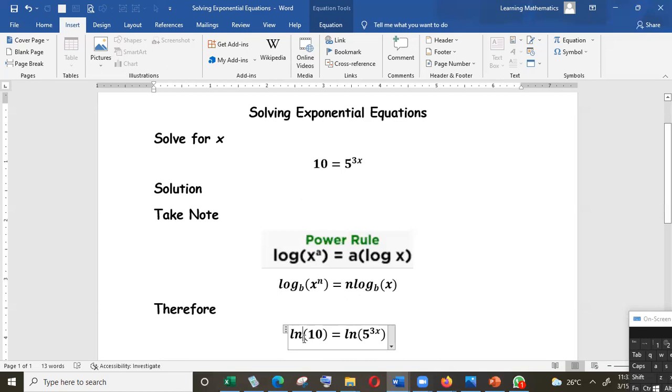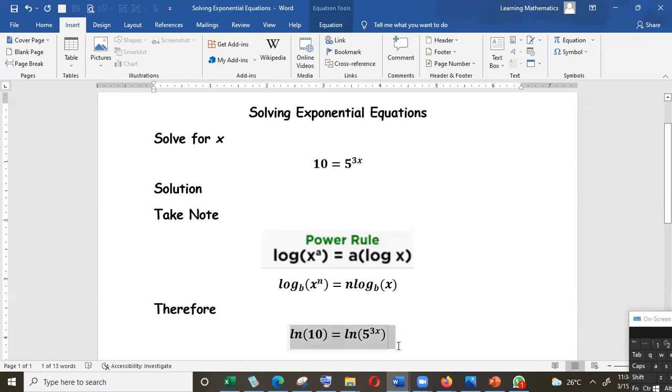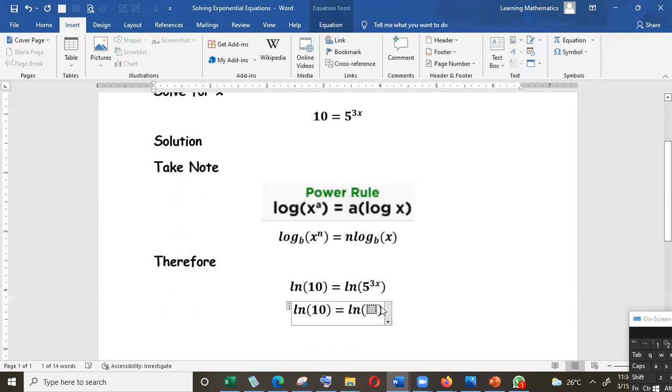So therefore now, I can use ln because most scientific calculators are programmed for natural logarithms. So we can use ln, which means log to the base of e. Now, since we know what a logarithm is and we know the power rule, in the next step this allows us to take this 3x from up there and write it in front of the ln, by applying that power rule. So right now, 3x is multiplying ln of 5.